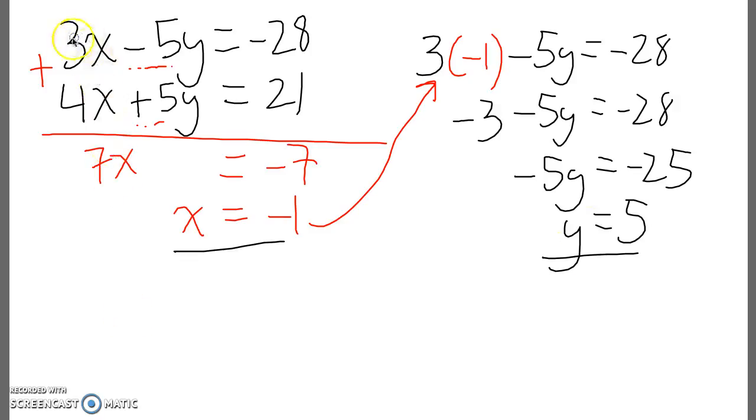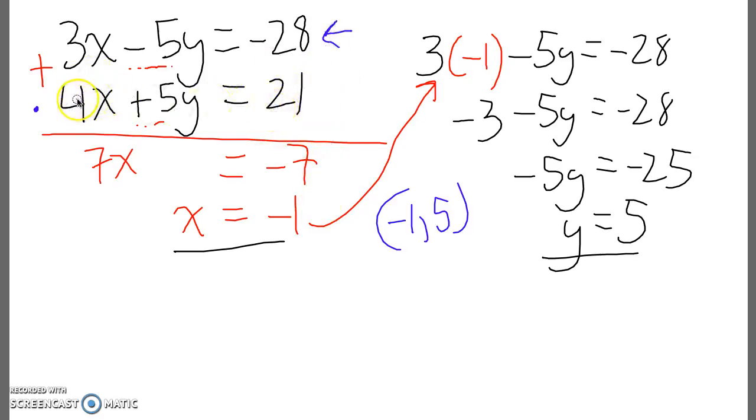You might have wondered why I chose this first equation rather than the second one, and there's no reason. This equation would give me the same answer. Remember, these are lines, and we can interpret the solution as the intersection point of the lines. The intersection point is negative 1 comma 5. So if I graph these lines, I'm going to see an intersection at this coordinate point, which means if I substitute this value into the first equation, it gives me a true answer. Same thing with the second.